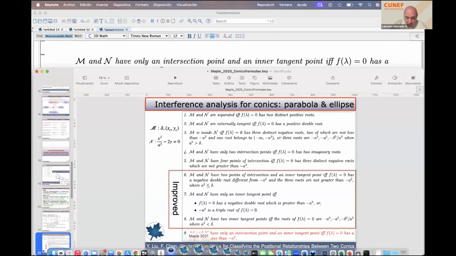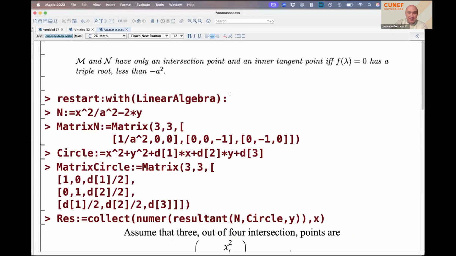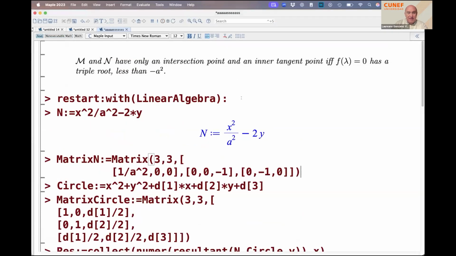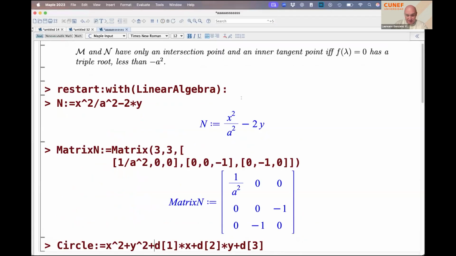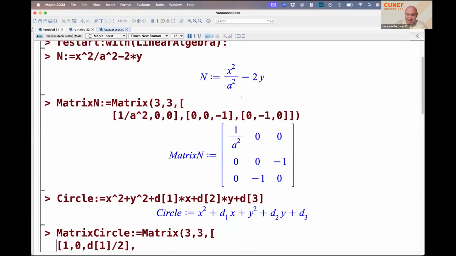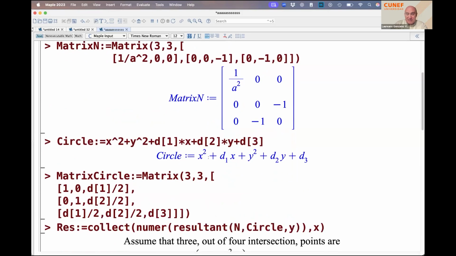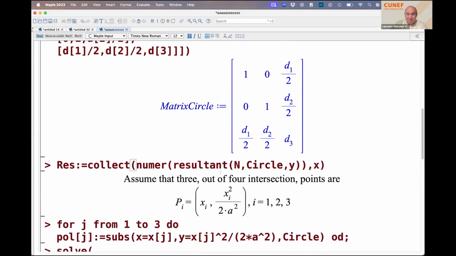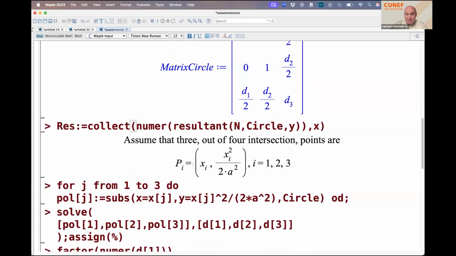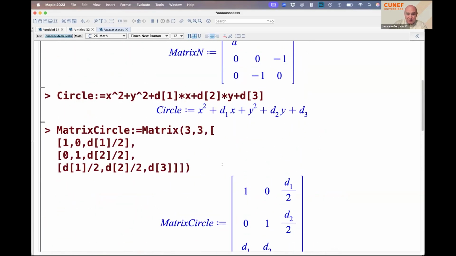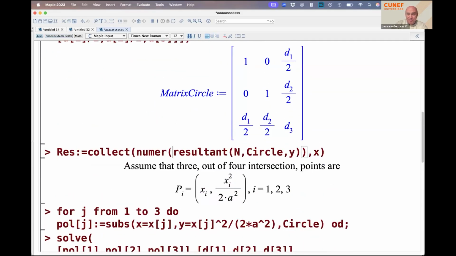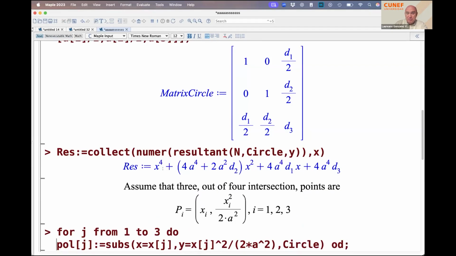So let me move to Maple, and in this case, we have the parabola in canonical form, we have the corresponding matrix, we have the circle, but in this case, we write the circle in this way because we are going to consider that this is the matrix. We are going to consider that the circle is passing through 3 points in the parabola. We know that in the complex, we have 4 intersection points, but 3 of them we are going to denote in this way.